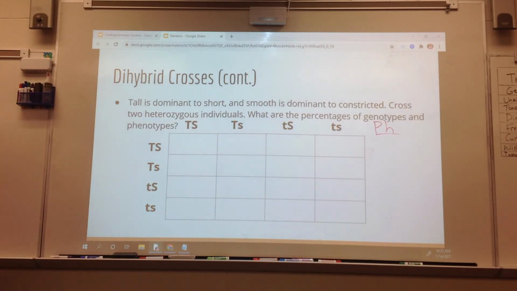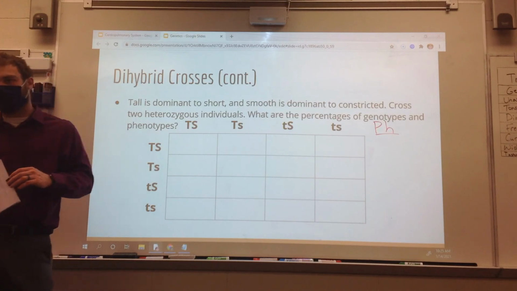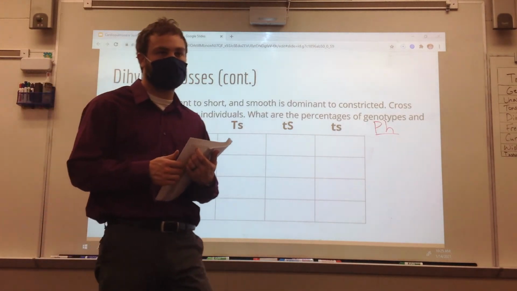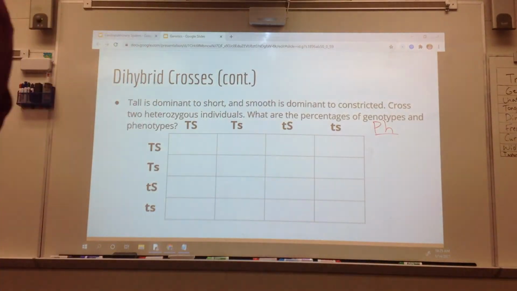Okay, do I have a volunteer that wants to come fill out this Punnett square? I'll do it after I'm done here. Okay, make sure that you're very careful counting your S's as well. Don't get your S's mixed up.